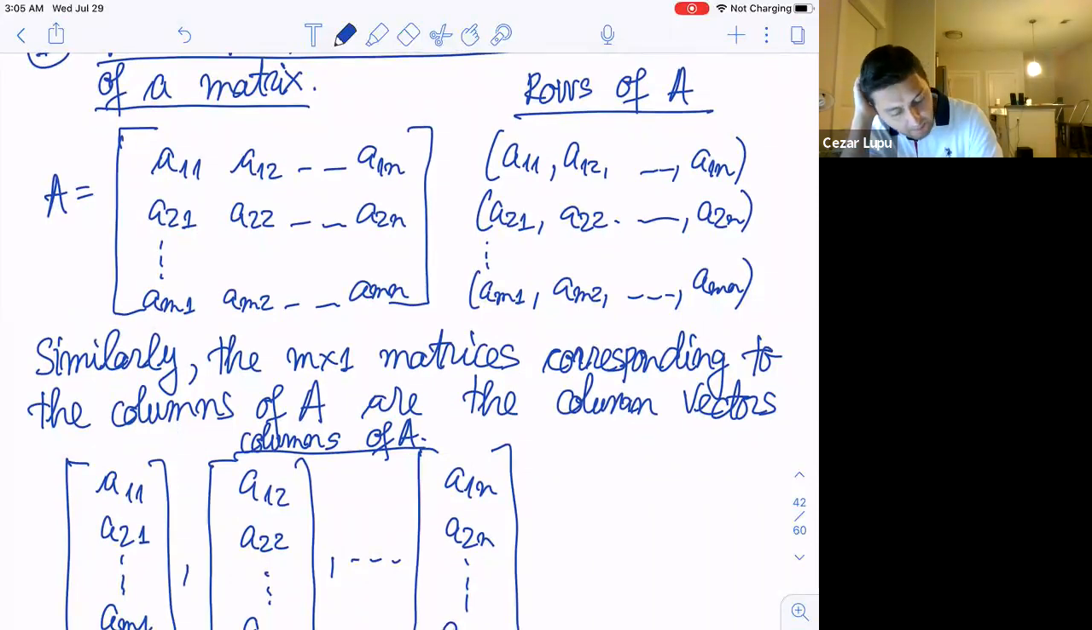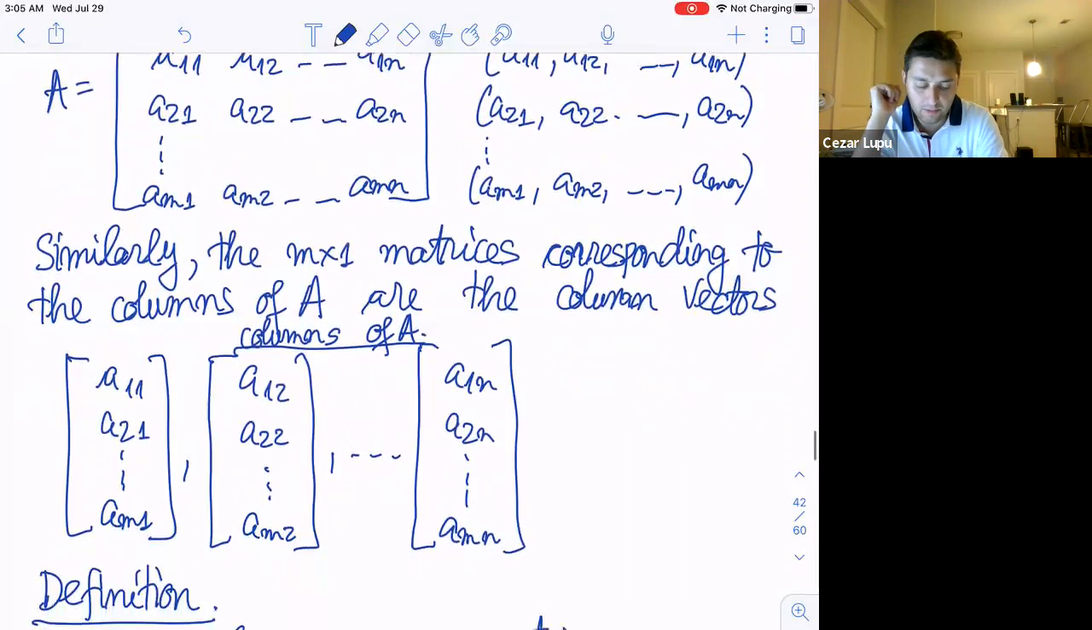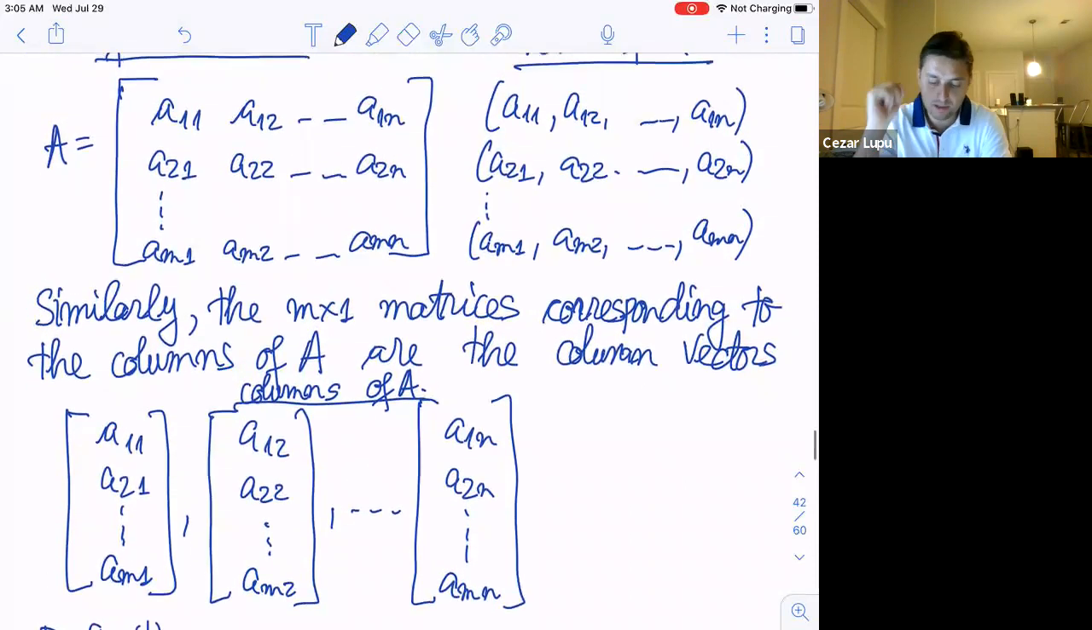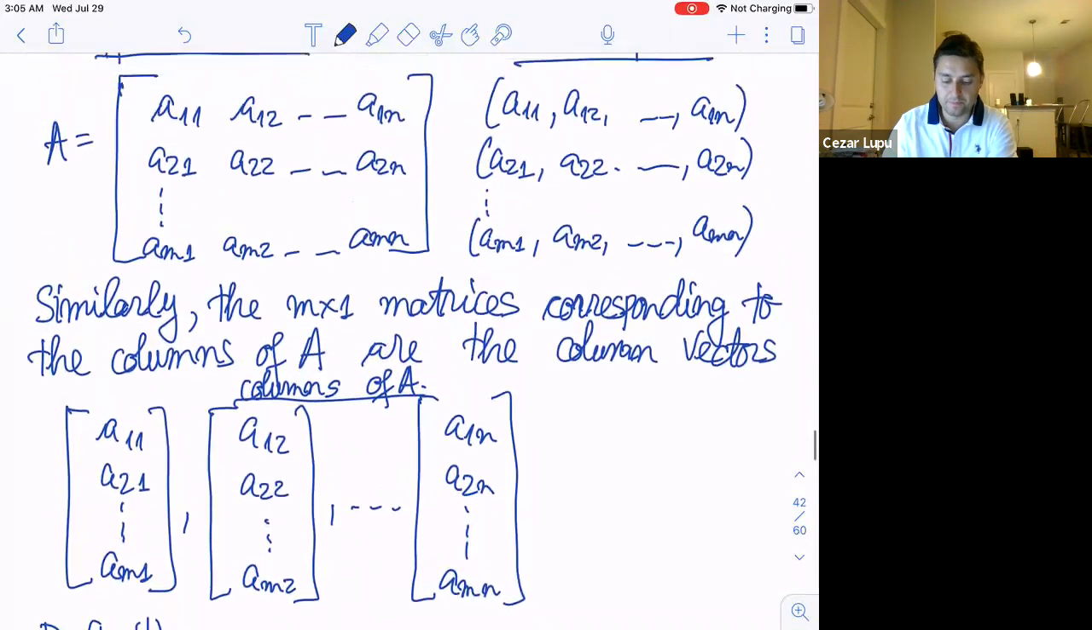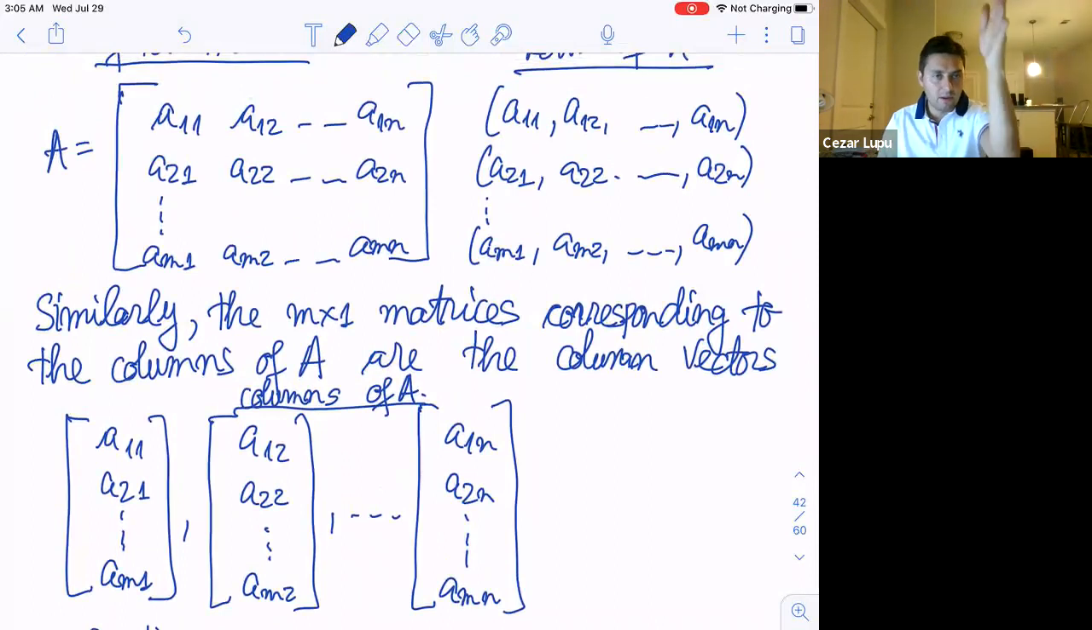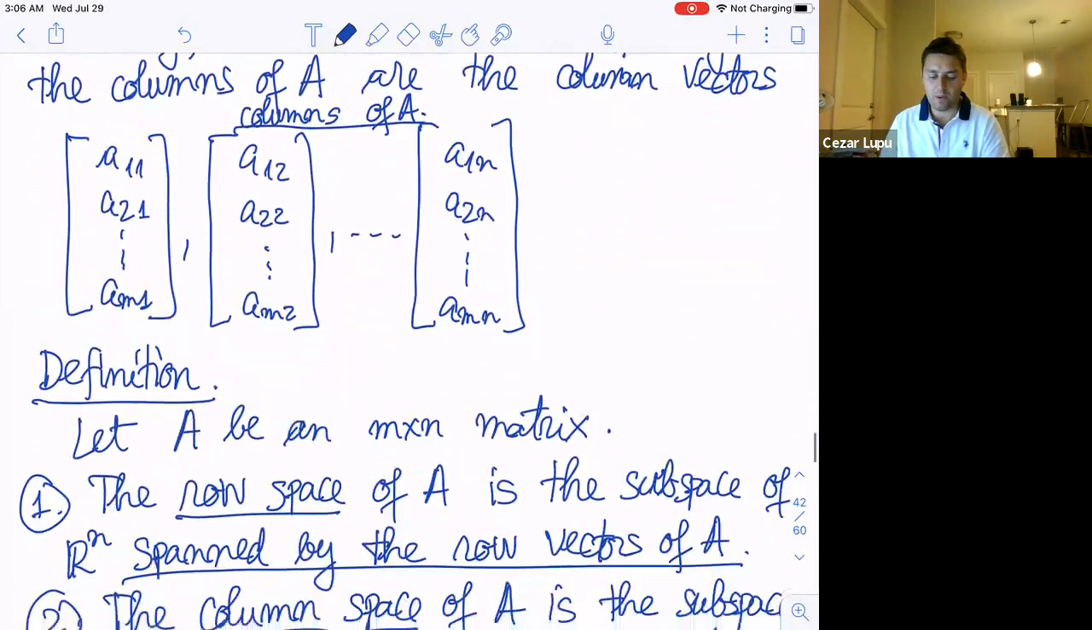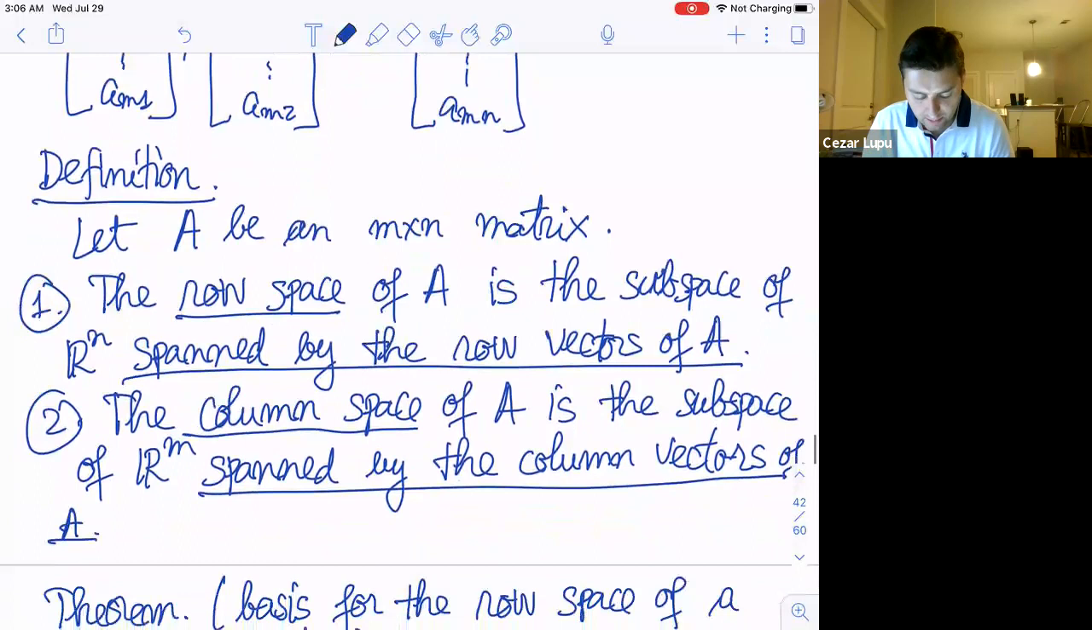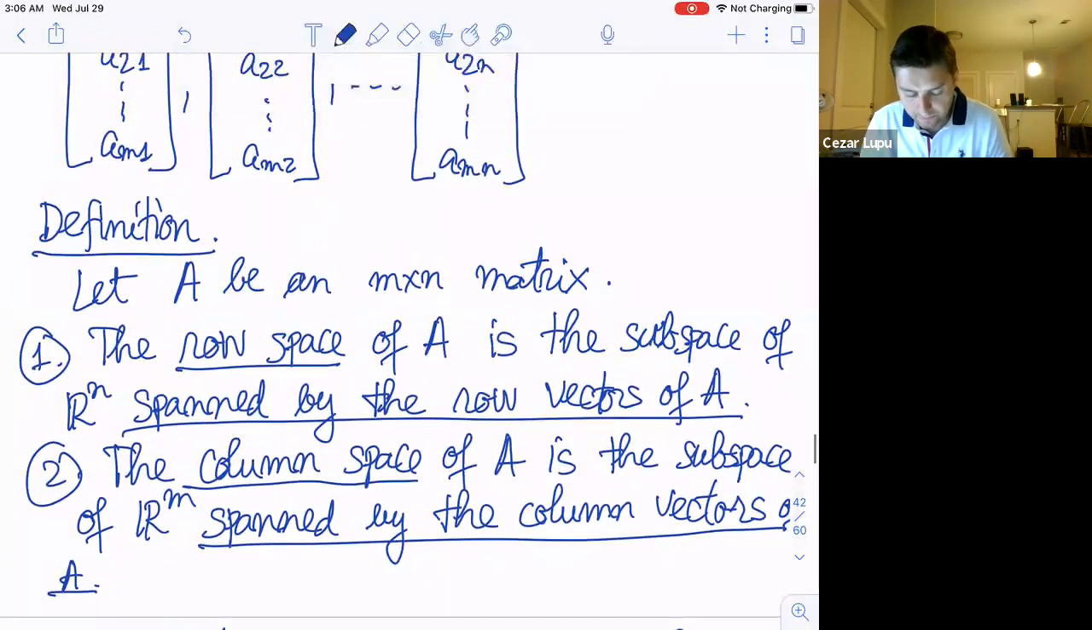And similarly, the m by 1 matrices corresponding to the columns of A are the column vectors, which I will write like this. I want you to see the rows and also the columns of A, right? If I look at the first row, it will be A11, A12, A1n. The first column would be A11, A21, Am1. So as you can see them here. Okay. And now let's give the following definition.